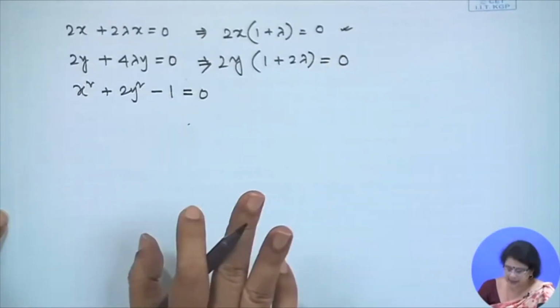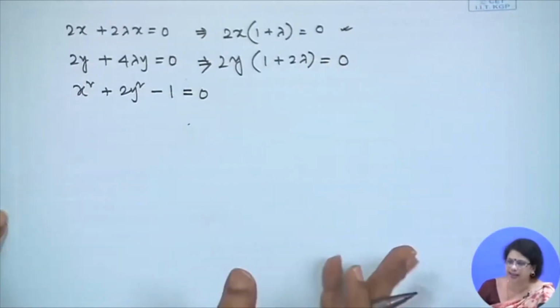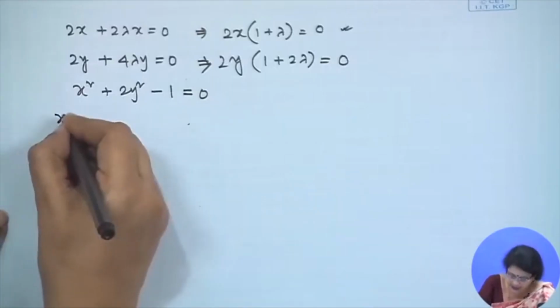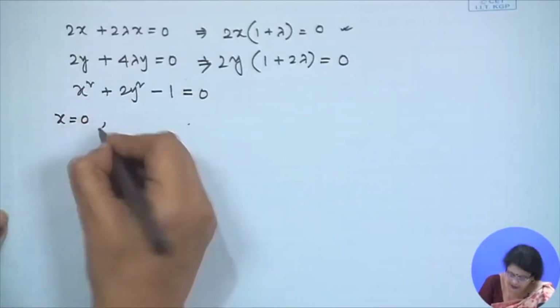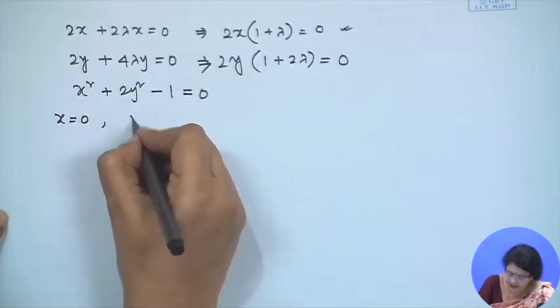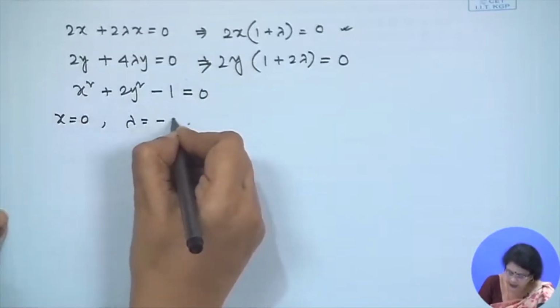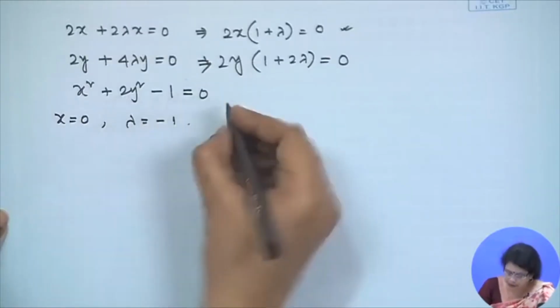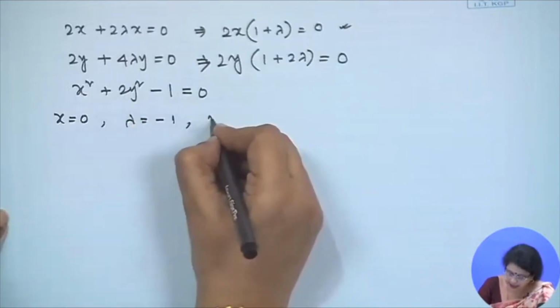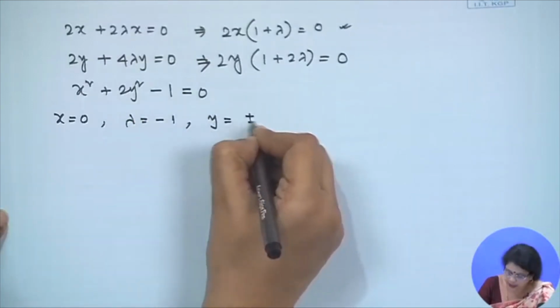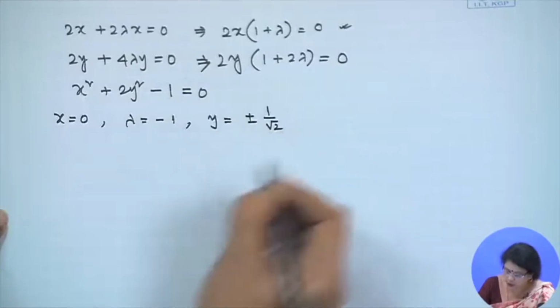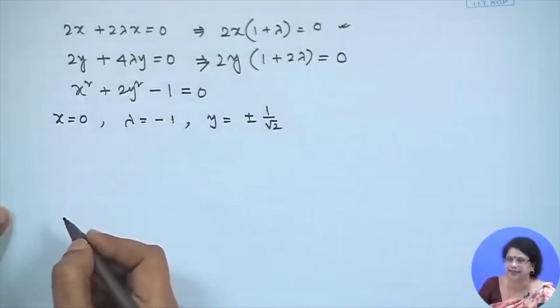Either x can be 0 or x cannot be 0. If x is equal to 0, then what do we get? If x is equal to 0, then we get lambda is equal to minus 1. And from here, what do we get? y is equal to plus minus 1 by root 2 from equation 3. This is one set, alright.